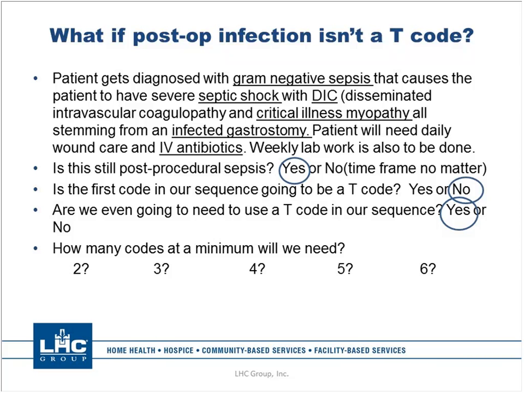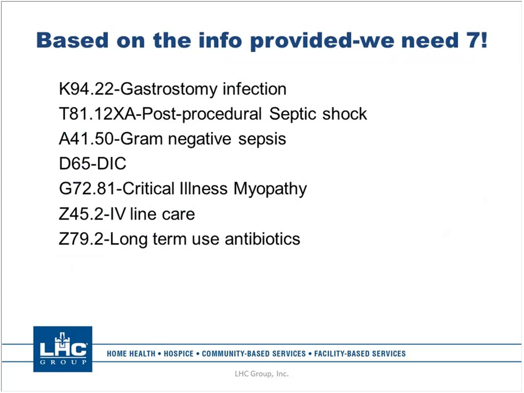Is the first code in our sequence going to be a T code? Nope, because an infected gastrostomy is not a T code. Are we even going to need to use a T code in our sequence? Yep, we are. And how many codes at a minimum will we need? Well, if you look at everything that I underlined, we're going to need 7.